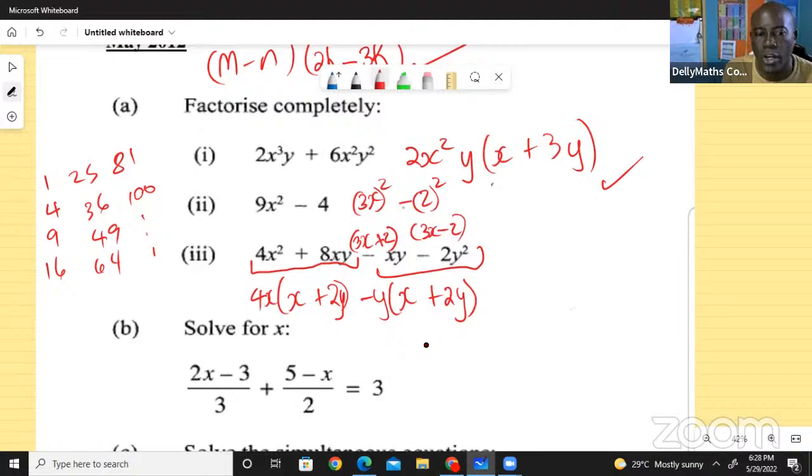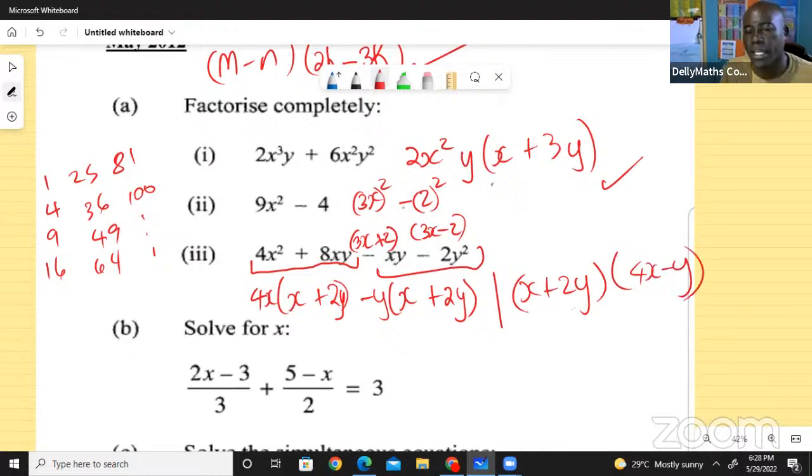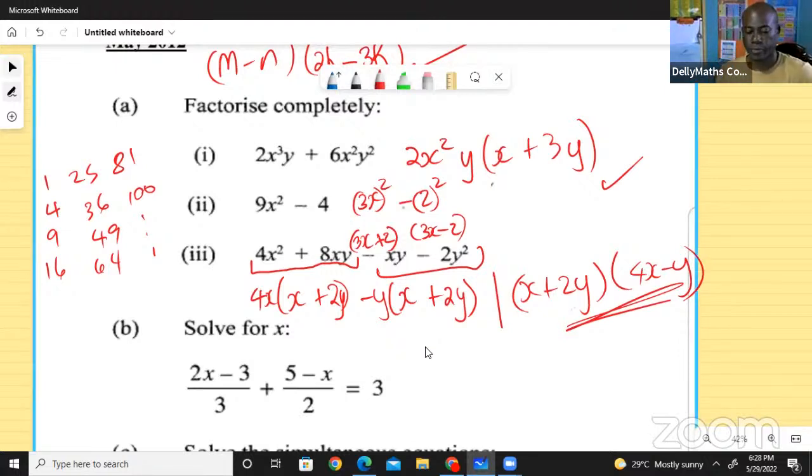So finally, we would have, let me see where I could write it. Yeah, I could write it here at the back. We would have x plus 2y, and in the other bracket, you would have 4x minus y. And you could write any one of them first. It's fine. Just make sure that you have them.